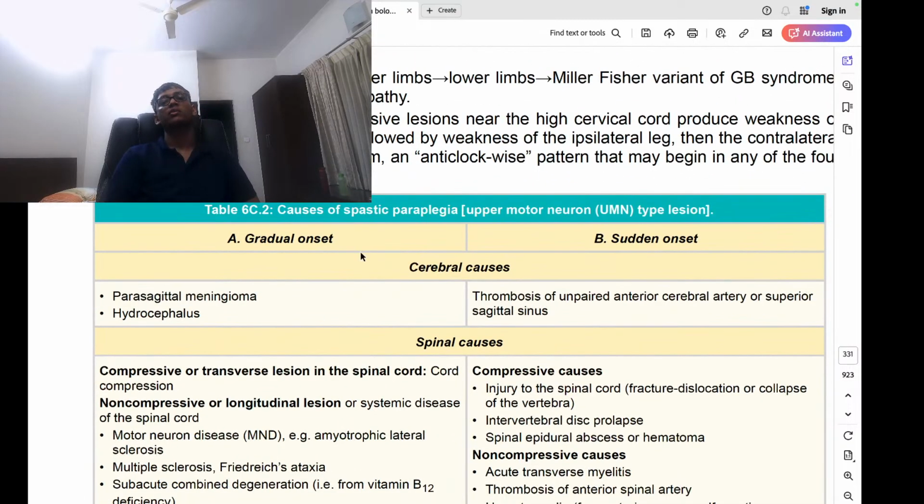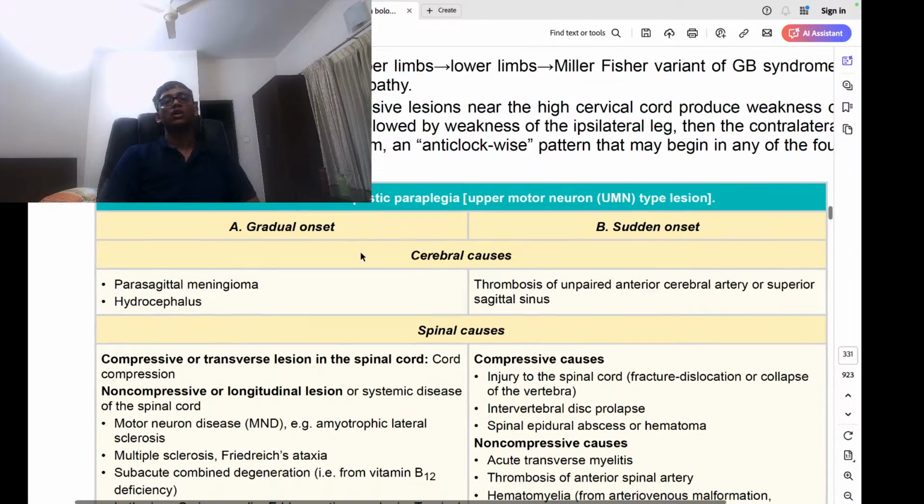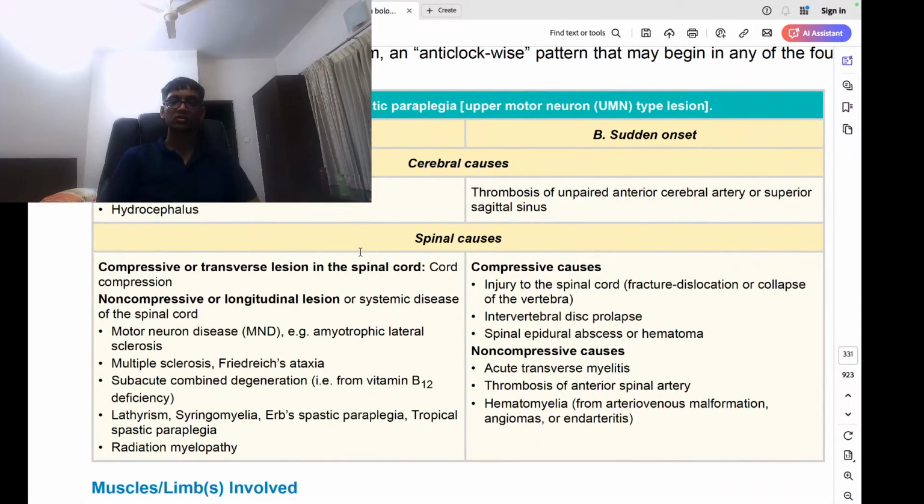Causes of spastic paraplegia: upper motor neuron lesions, with gradual onset or acute, sudden onset. Cerebral causes of spastic paraplegia with gradual onset are parasagittal meningioma and hydrocephalus. Cerebral causes of sudden onset of spastic paraplegia, an upper motor neuron type lesion, are thrombosis of the unpaired anterior cerebral artery or superior sagittal sinus. Sudden onset is generally thrombosis or some venous problem.